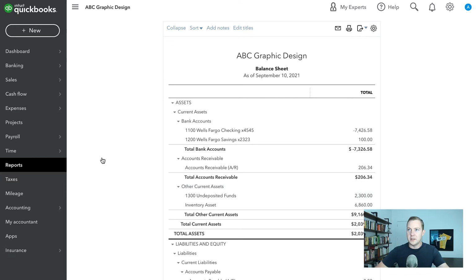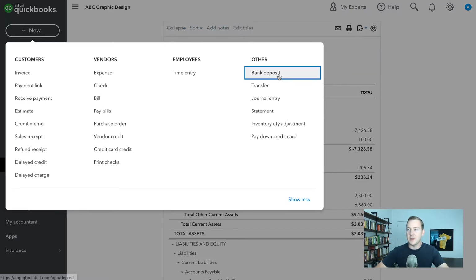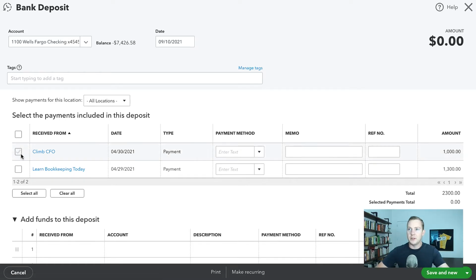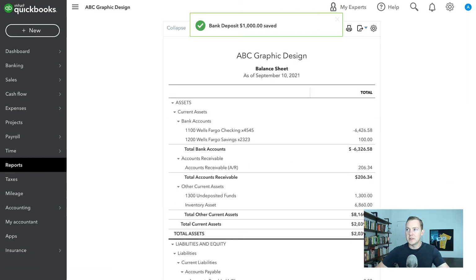But what we can do to move that into the bank account is we do new deposit, we select it, we record the date that it was deposited, and we just save and close. So now you see undeposited funds is $1,000 lower and the bank account balance is $1,000 higher.